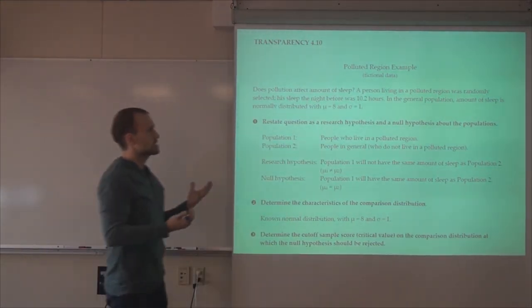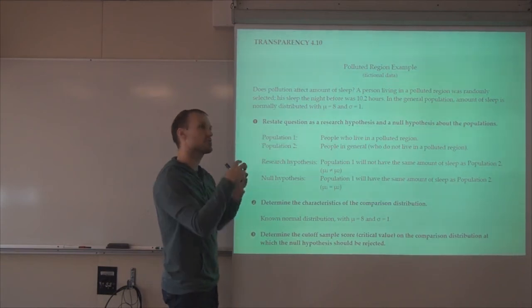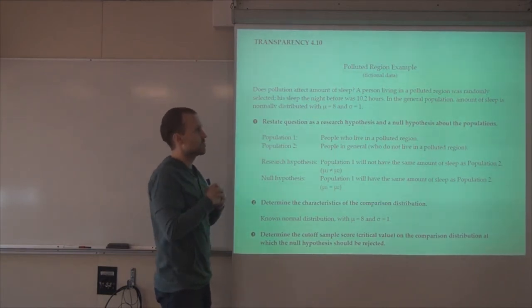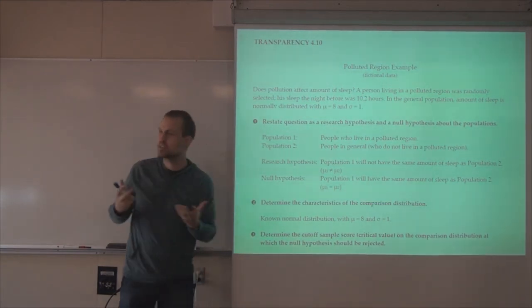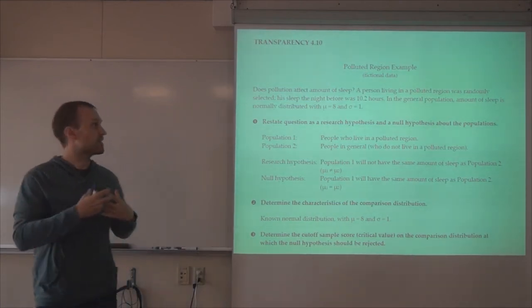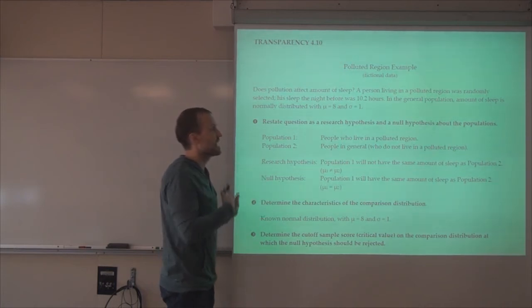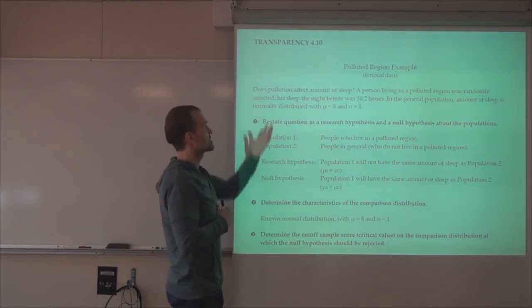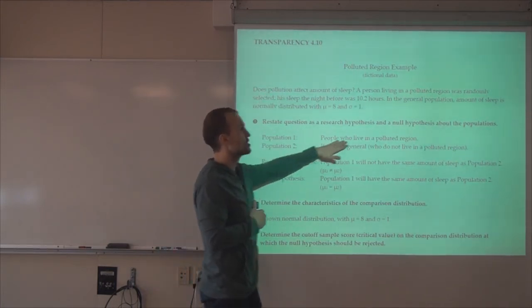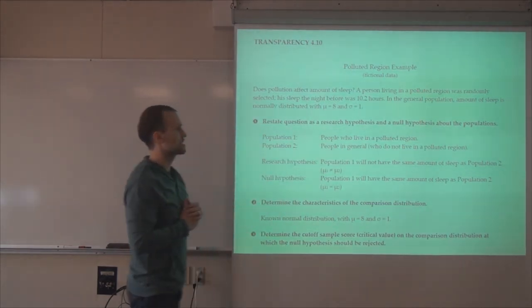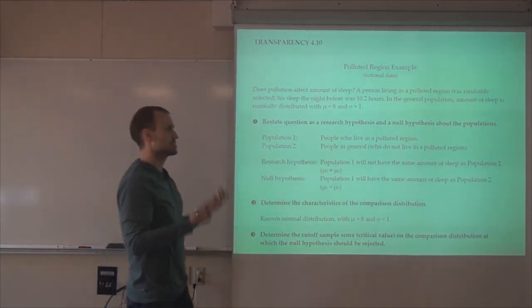So I have two populations here. Population 1 is sort of the changed one, the one after the treatment, after the effect, after the method was applied, things like that. In this case, pollution. People who live in polluted regions will be population 1, population 2, just people in general.